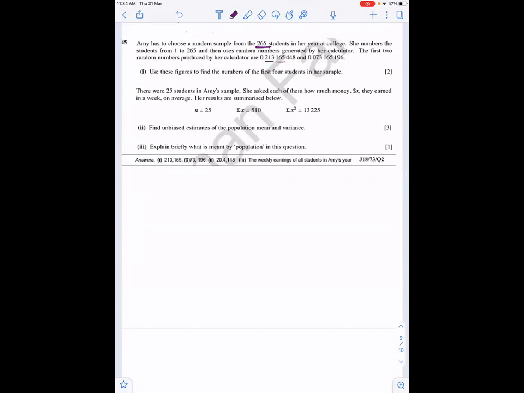213, 165, 448, 073, and then 165, 196. Is there any repetition which we have to check? 213, 165, 448. We cannot take 448 because this is out of the scope. Then 073 we can take. Then 165 also you can take, and 196 also take.